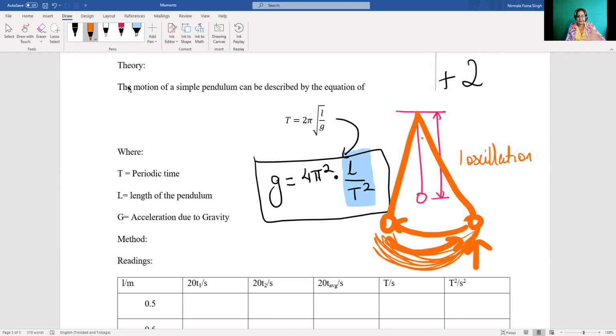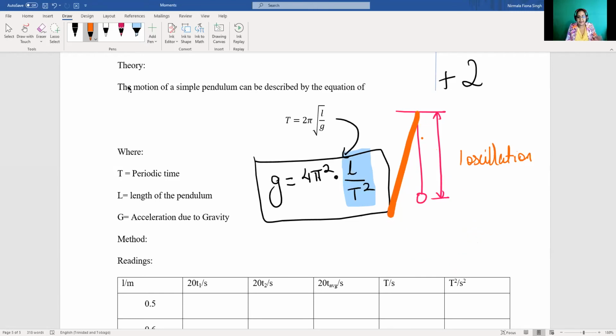I just did a demonstration for you all. So it's not like you're taking the time of 1, writing it down, taking the time of 2, writing it. No, you're letting it swing 20 times and taking the time from start, let it swing 20, and then stop. Is everybody clear with that? We understand what I meant by 20 oscillations? Yeah, good.